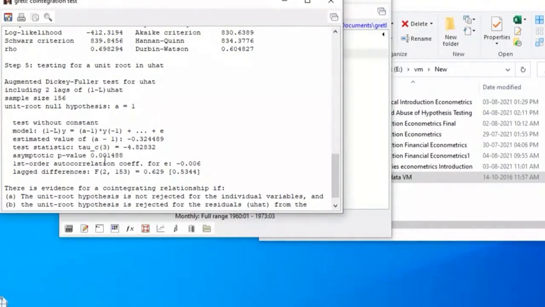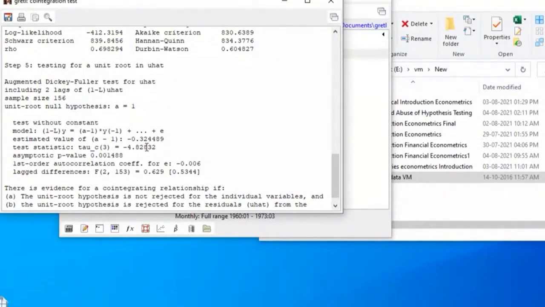The p-value is 0.001488. That is close to 0. That is less than 5%. So we reject the null hypothesis. That means in the residual there is no unit root. So the residuals are I(0), stationary.